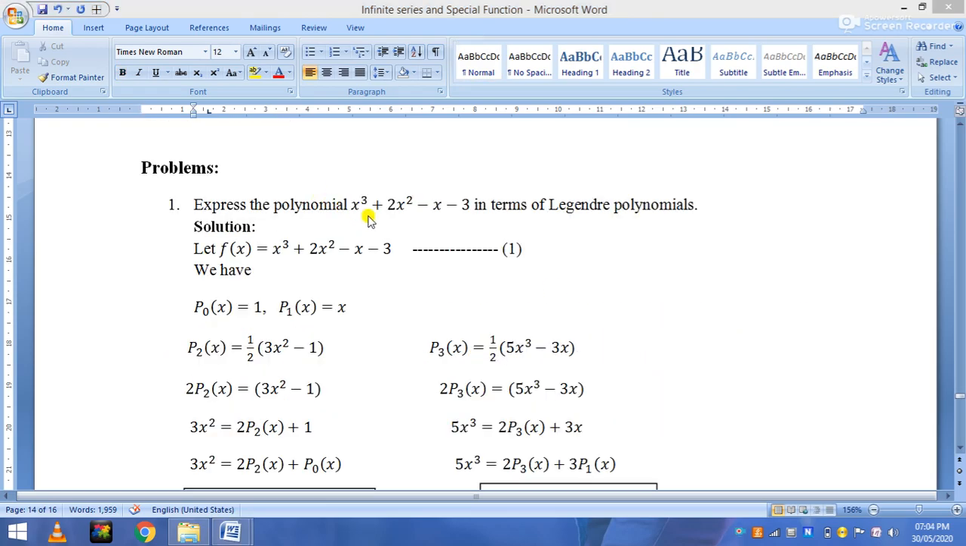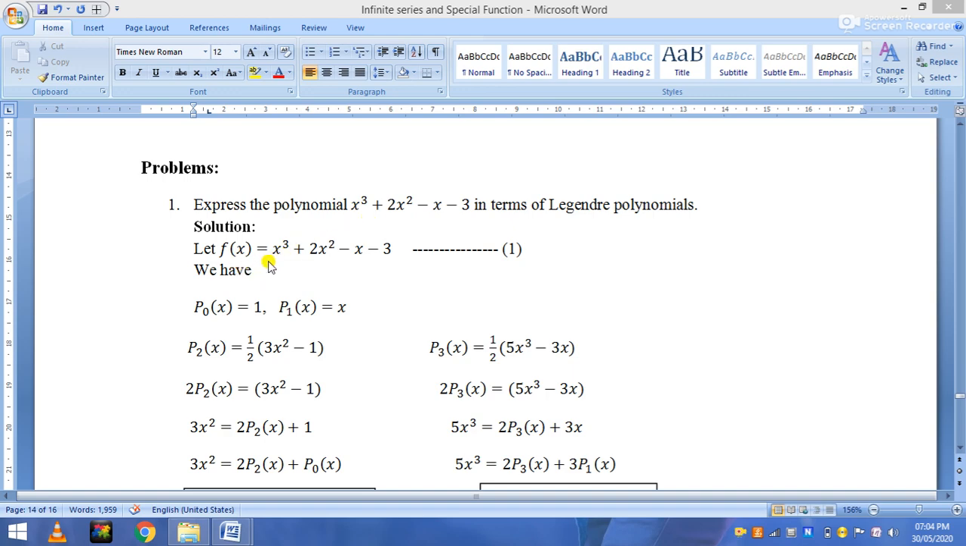Express the polynomial x cube plus 2x square minus x minus 3 in terms of Legendre polynomials. It means the given expression in terms of x we express in terms of p polynomials, that is p0, p1, p2, p3, p4, by using the values of p0, p1, p2, p3, p4. In place of x cube we express p, in place of x square we express p. So for that, depending on the degree of the polynomial, we take p0, p1, p2, p3, p4.